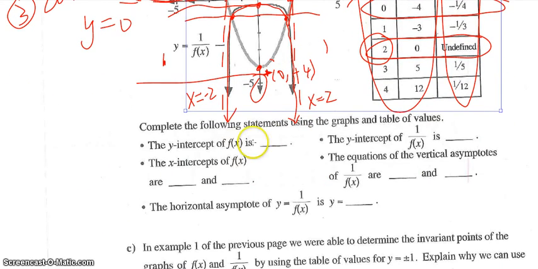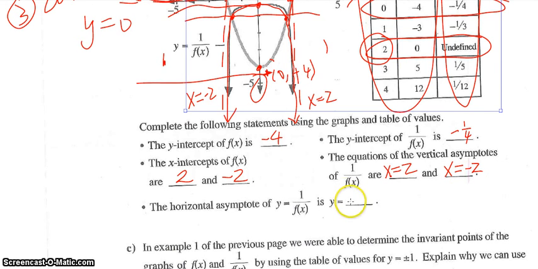So the y-intercept for this function is negative 4. Therefore, the new y-intercept, 1 over f of x, is negative 1 over 4. The x-intercepts of the original graph are 2 and negative 2. So now they are 0. When you take the reciprocal, 1 over 0 is undefined. So it becomes your vertical asymptote at x equal to 2 and x equal to negative 2. When you give an equation of the asymptote, you have to write x equal to something or y equal to something. The horizontal asymptote is always y equal to 0.